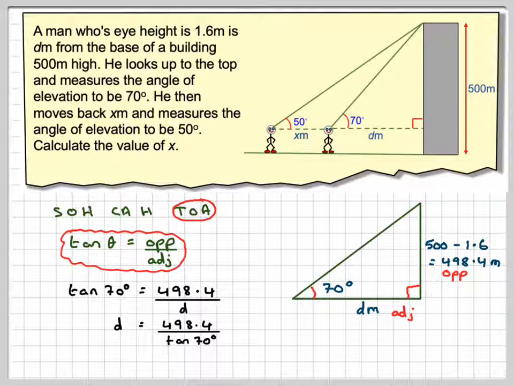Now on your calculator, use the fraction button. Make sure your calculator is in degrees, then put this in the numerator and this in the denominator, and you'll get an answer of 181.402 meters. Now we don't need to round this off, but we will need this in the second part, because in order to calculate x, we will calculate this length from the bigger triangle here, and we will take away d from it.